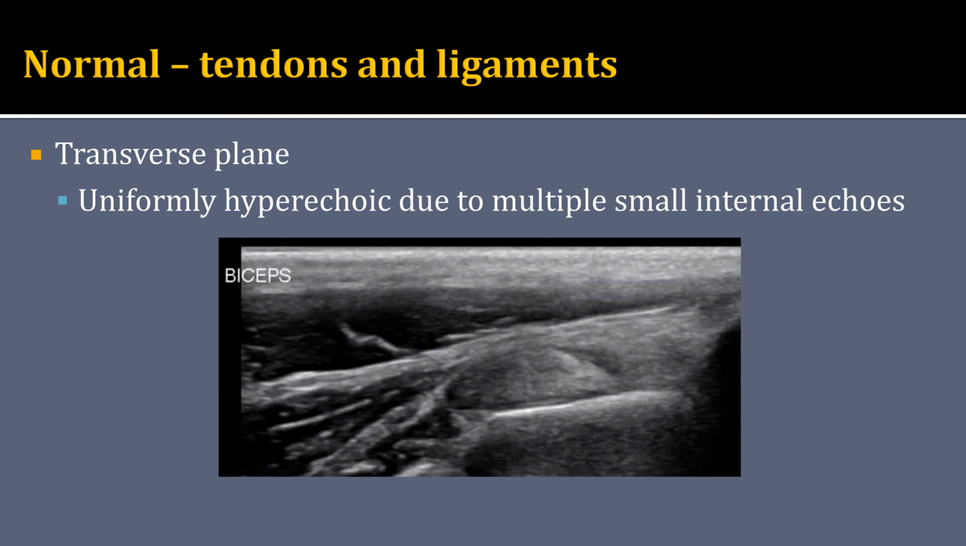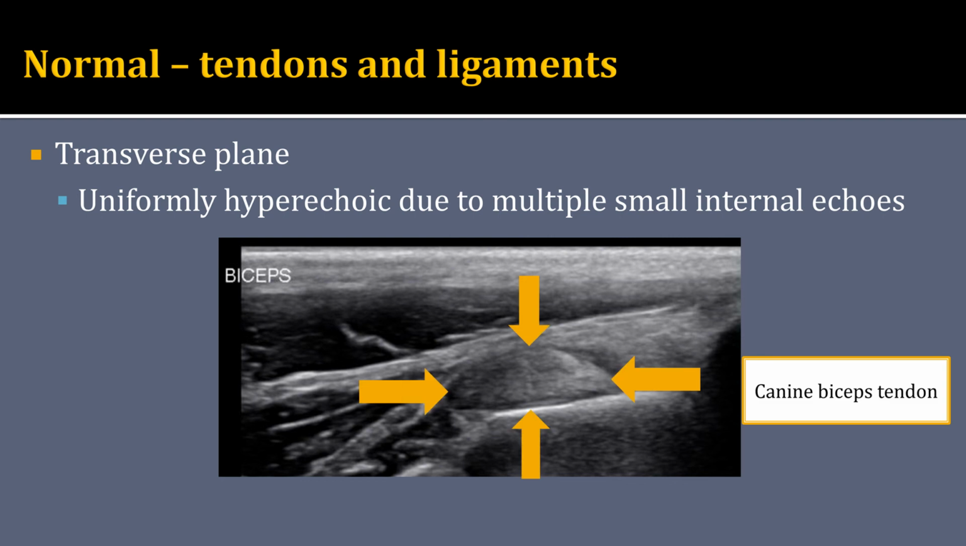In transverse plane, most tendons will appear more uniformly hyperechoic, and that is due to the multiple small internal echoes that are the fibers that we saw on the longitudinal plane. So this is a transverse image of the biceps tendon, as indicated or outlined by these arrows, and we can see that the tendon itself is more uniformly hyperechoic. We may be able to see a nice thin hyperechoic outline around the tendon, which would be your peritendinum.